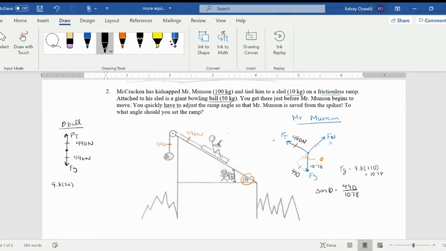Okay, we want to use sine because we know our opposite and our hypotenuse, and that will help us solve for our angle. Remember, if we're trying to solve for an angle, we're going to want to use the sine inverse to get the angle by itself. So just sine inverse of 490 divided by 1,078. And when we do that, we'll find that we need to have our inclined plane at an angle of 27.04 degrees if we want to keep this in equilibrium.